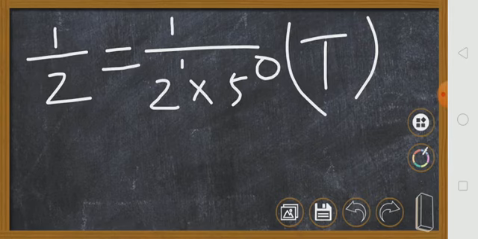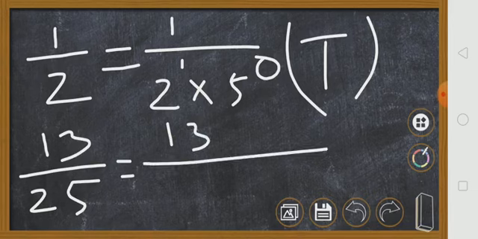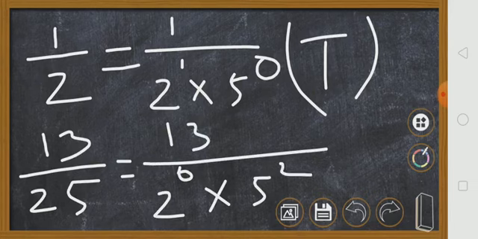Is it clear? Similarly, if you have 13 by 25, this is in the simplest form. Make sure it should be in the simplest form. Now 13 by 25, how will you write? 13 by 2 power 0, which is 1, and 5 square, 5 square is 25. So this is again terminating.